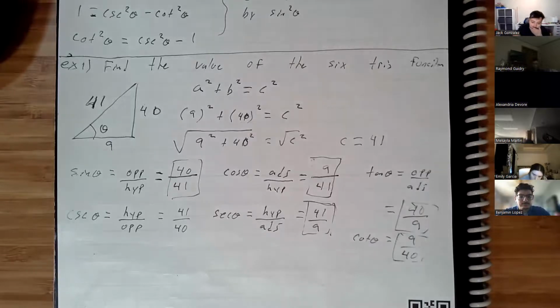Okay. Any questions on this idea? You see how we're just using the definition. You may have to build the triangle yourself, or they might give it to you. Most likely, you might have to find the missing side. Nothing crazy.